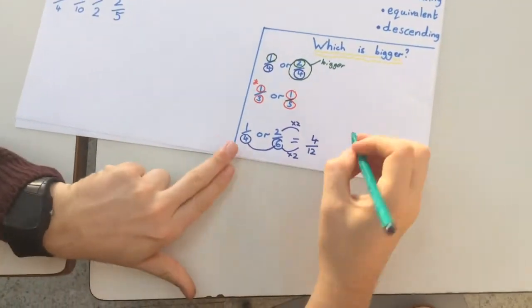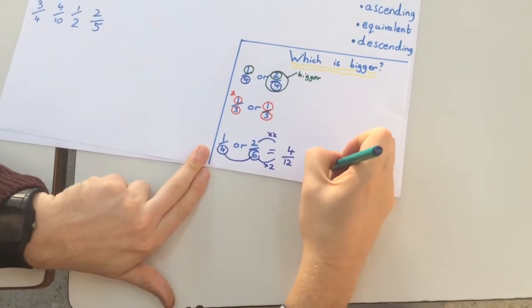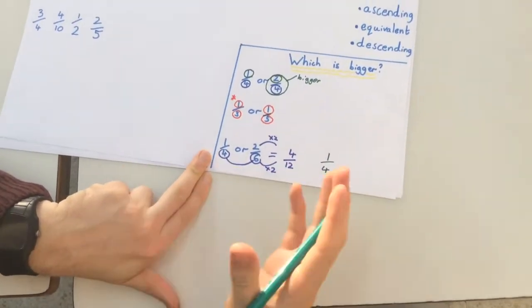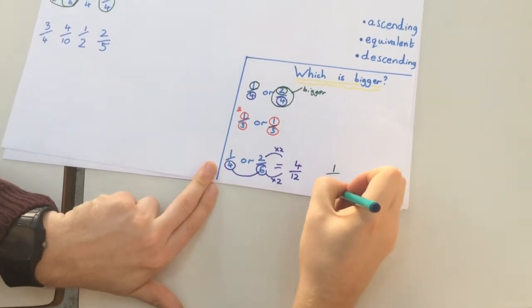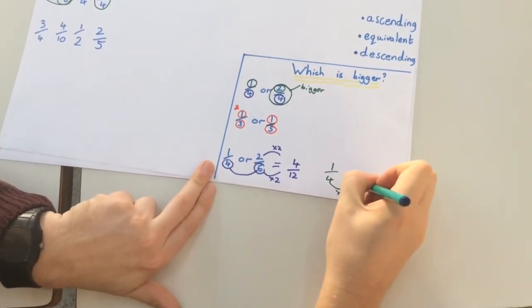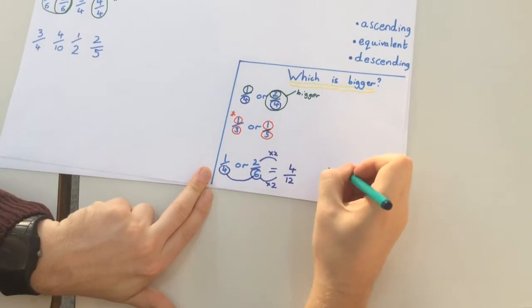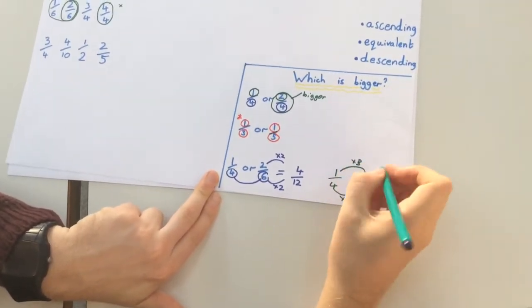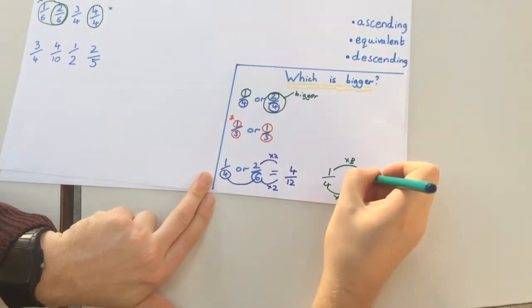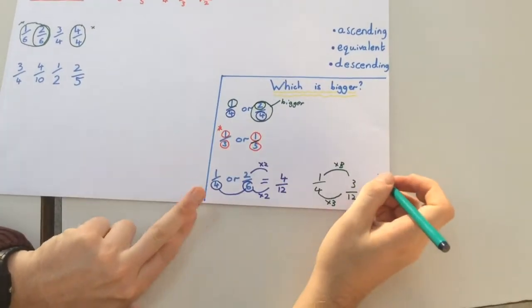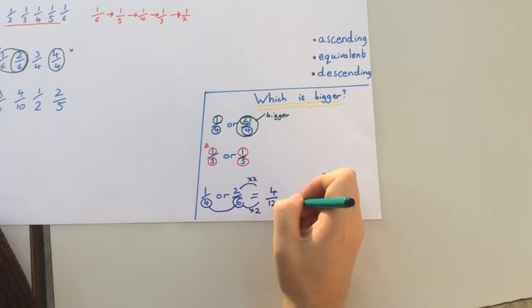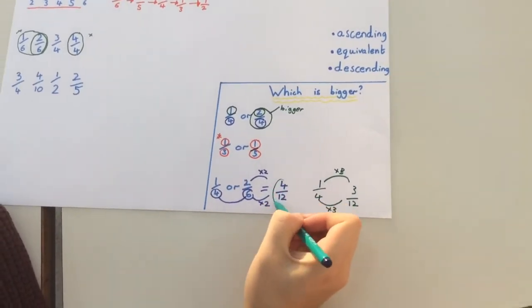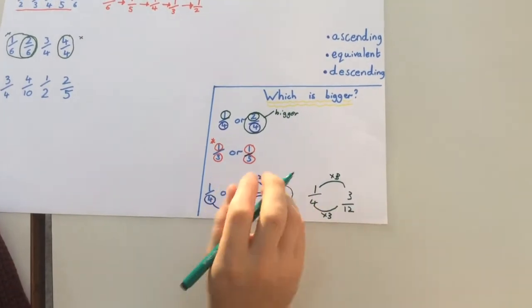I have to do that with 1/4 too. I need to make it into 12ths because the denominator needs to be the same for us to compare them. So I have to times by 3. And whatever I do to the numerator, I must do to the denominator, times by 3, and that equals 3. So now I can look at them. I've got 3 12ths and 4 12ths. Which is bigger? Obviously 4 12ths is bigger.